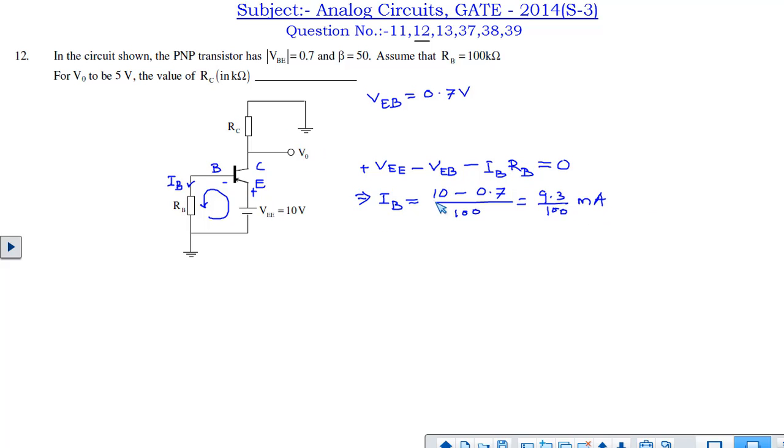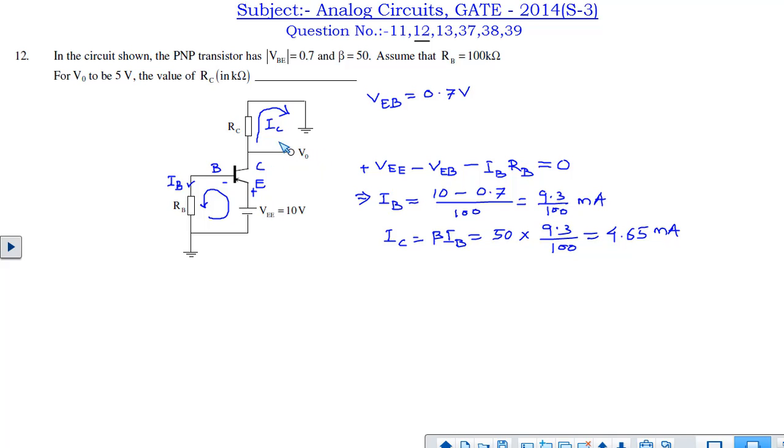From this, beta value is also given, so we can get the value of IC. IC is equal to beta times IB, that will be 50 into 9.3 divided by 100, which gives us 4.65 milliampere as the IC current. Now the output voltage is given, and we have to find the value of RC.